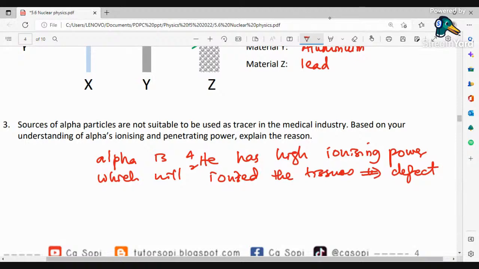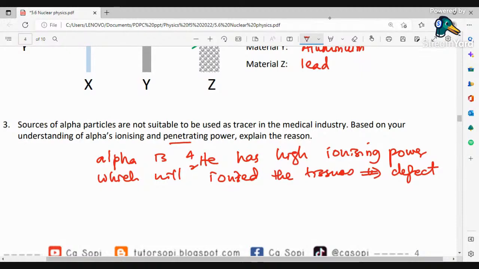Okay, and at the same time, it has low penetrating power. Maybe it cannot pass through if there is a thick skin or there are bones in the way. It already stopped, cannot pass through. So it means the function as a tracer cannot happen when we use it as a tracer, because a tracer needs to go into the body of the patient to detect abnormalities. So alpha is not suitable.